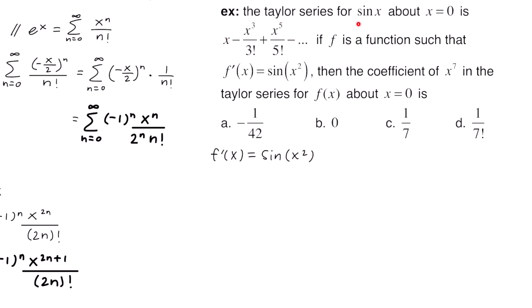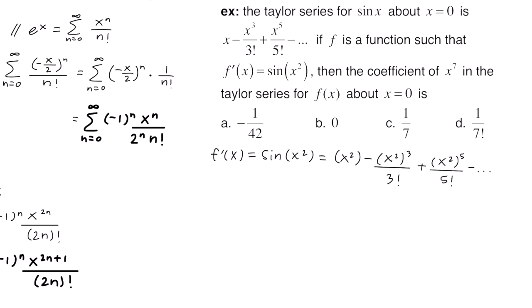This is the series for sine of x. And you'll notice right here we have a composition of functions. So we have x squared in place of x. So we're going to take x squared and we're going to plug it in right here for x. So this represents f prime of x, but the problem wants the coefficient of the term x to the 7th for the Taylor series of f.